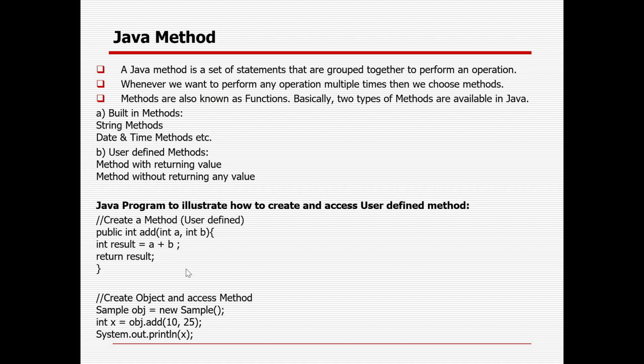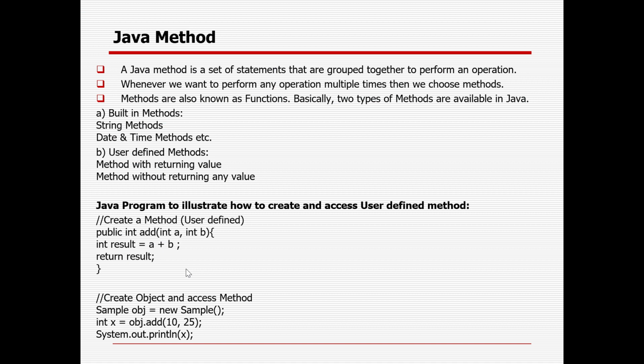A Java method is a set of statements that are grouped together to perform an operation. Whenever a user wants to perform any operation multiple times, they can choose methods. Methods are also known as functions. Basically, there are two types of methods available in Java. One is the built-in method. You already saw the string methods: you can compare strings, concatenate strings, get the size of the string, get the substring, and today I'll cover the date and calendar functions also. This is called a built-in method in Java.